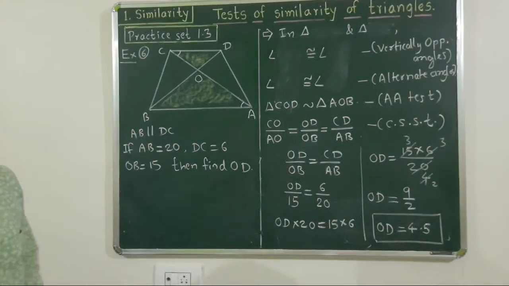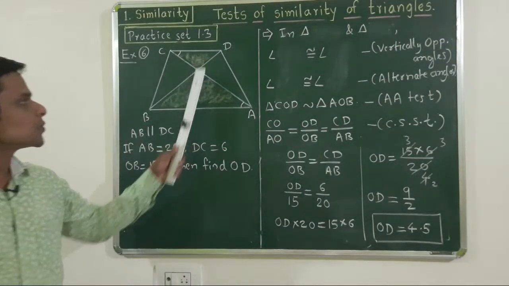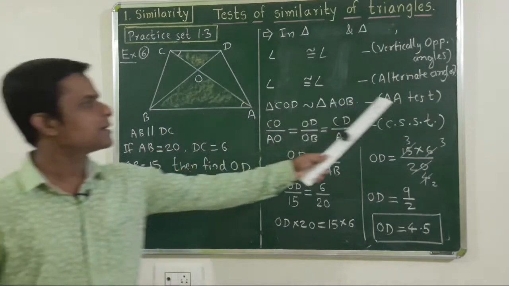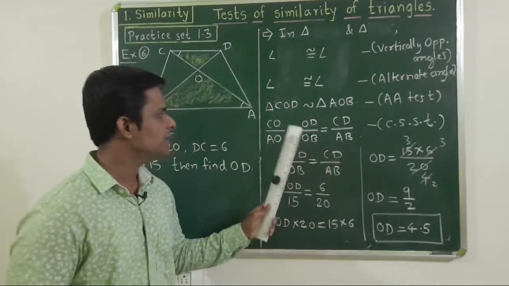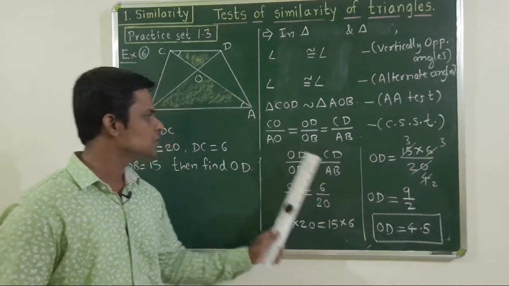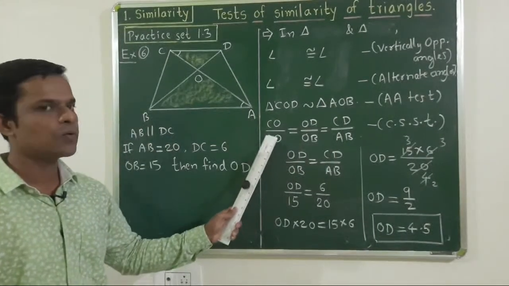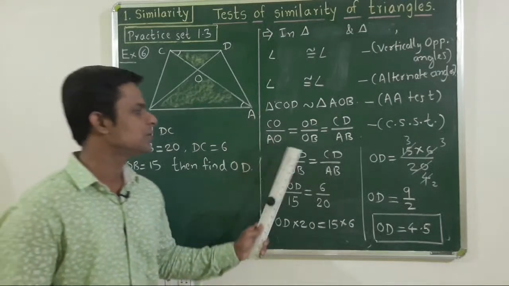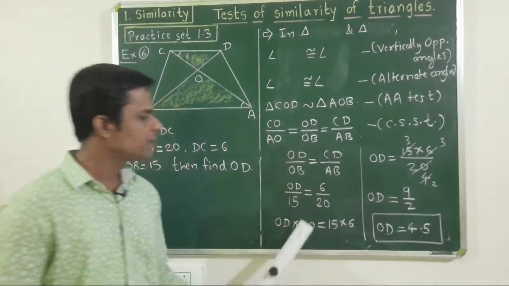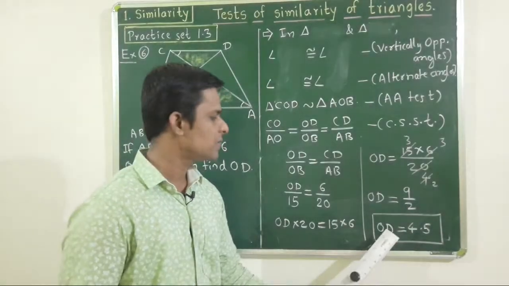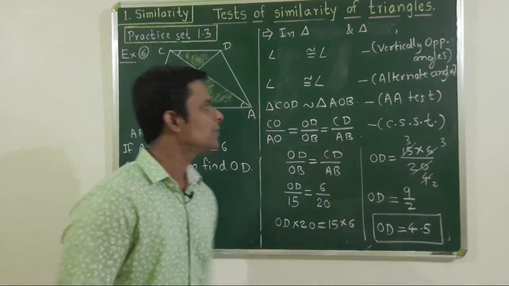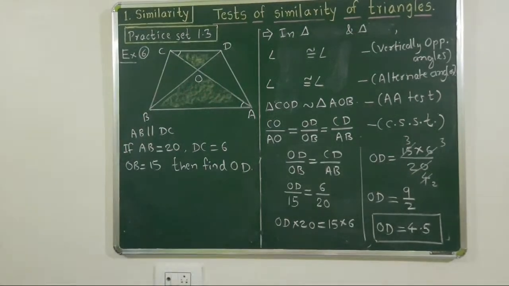See once again. First step is to prove these two triangles similar by AA test. Then write their corresponding sides in proportion. Then out of these 3 ratios, take 2 ratios only, since we don't want CO and AO. Since nothing about CO and AO is given, we'll take these 2 ratios. Putting the values which are given, we'll get the value which is required, that is OD is equal to 4.5. Take screenshot.